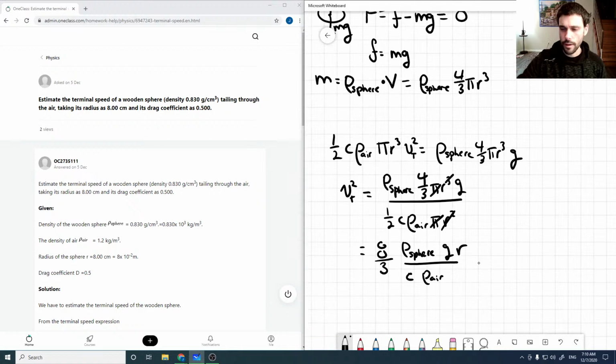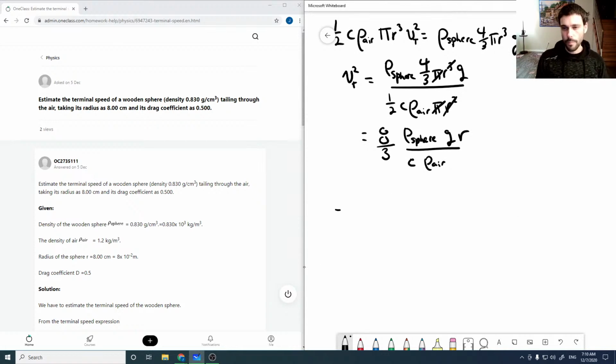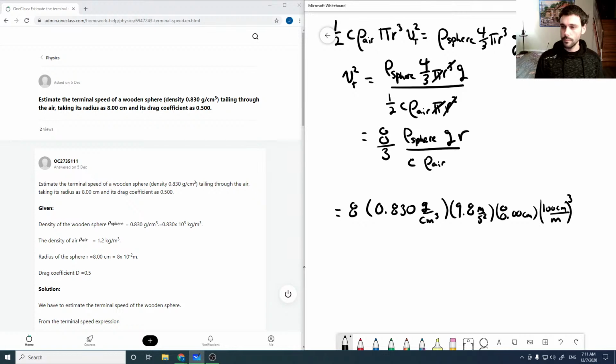Okay, so now we can start plugging in some values. And so this would be 8 times the density of our sphere, which is 0.830 grams per centimeters cubed. Our g is 9.8 meters per second squared. And our radius is 8.00 centimeters. And we're going to obviously need some unit conversions here. To convert from centimeters cubed to meters cubed, we need to multiply by 100 centimeters per meter cubed. To convert from centimeters to meter, we need a meter per 100 centimeters. So that'll cancel that one, and that'll cancel this one.